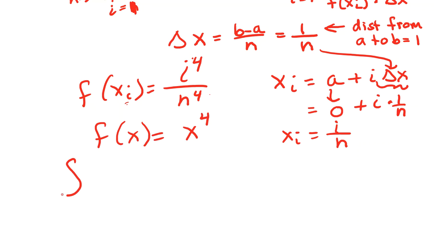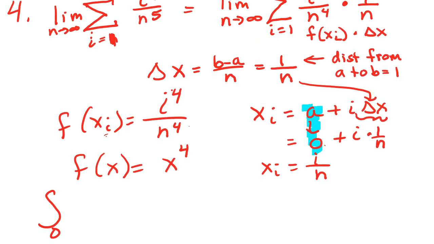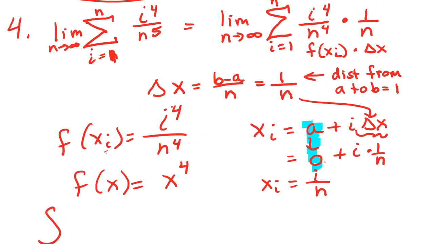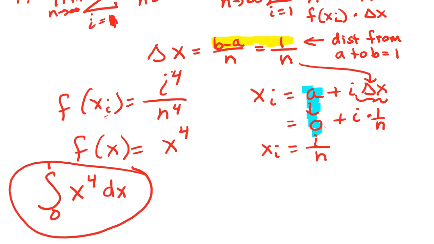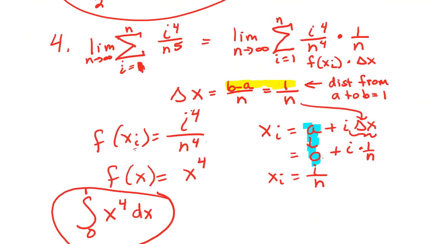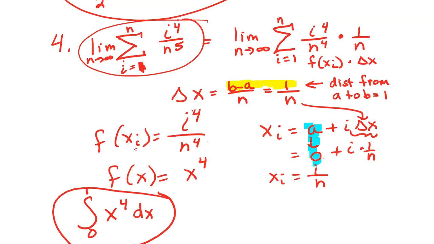So let's see now. We kind of did some trial and error. We now think that a is 0. So that's our lower limit. And we knew that the distance between b and a, up here we knew that b minus a was going to be 1. So if a is 0, then b is 1. We think our function is x to the 4th dx, and that value is equivalent to the Riemann sum that we were given to start with. So you can go backwards and you can go forward.